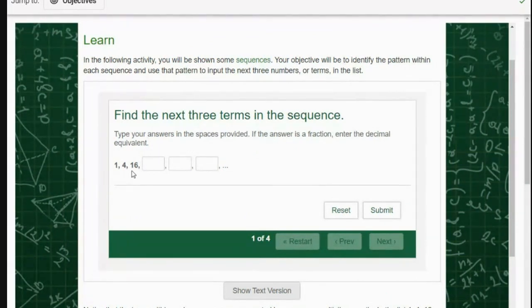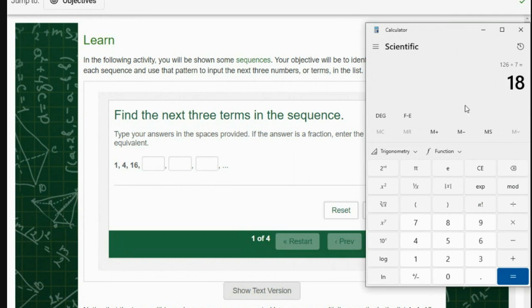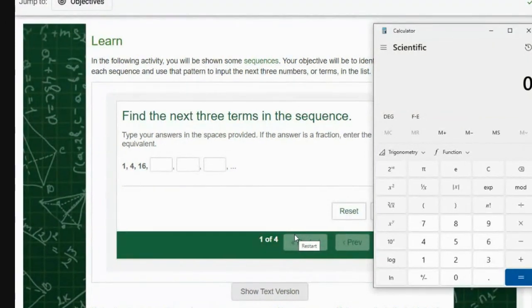1, 4, 16. What are the next 3 numbers? I know I'm going to need a calculator on this. Maybe. You might be able to do the next one in your head. Maybe able to do all in your head if you're a human calculator. That'd be wonderful. All right, let's see how you're doing there, guys.